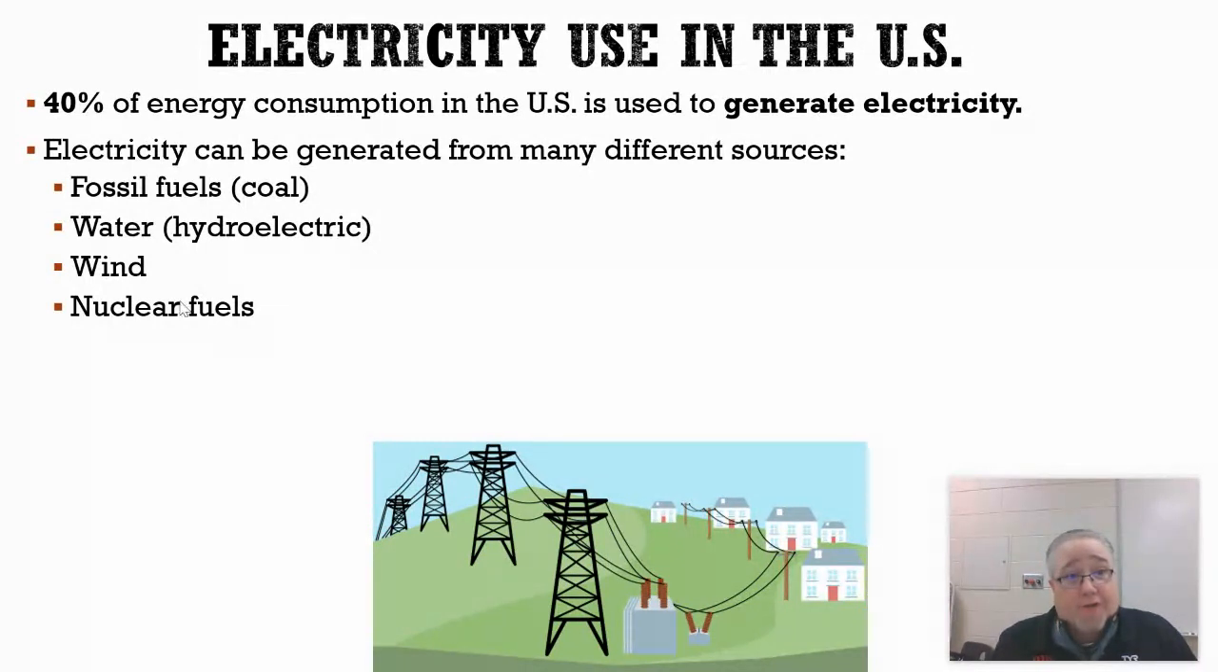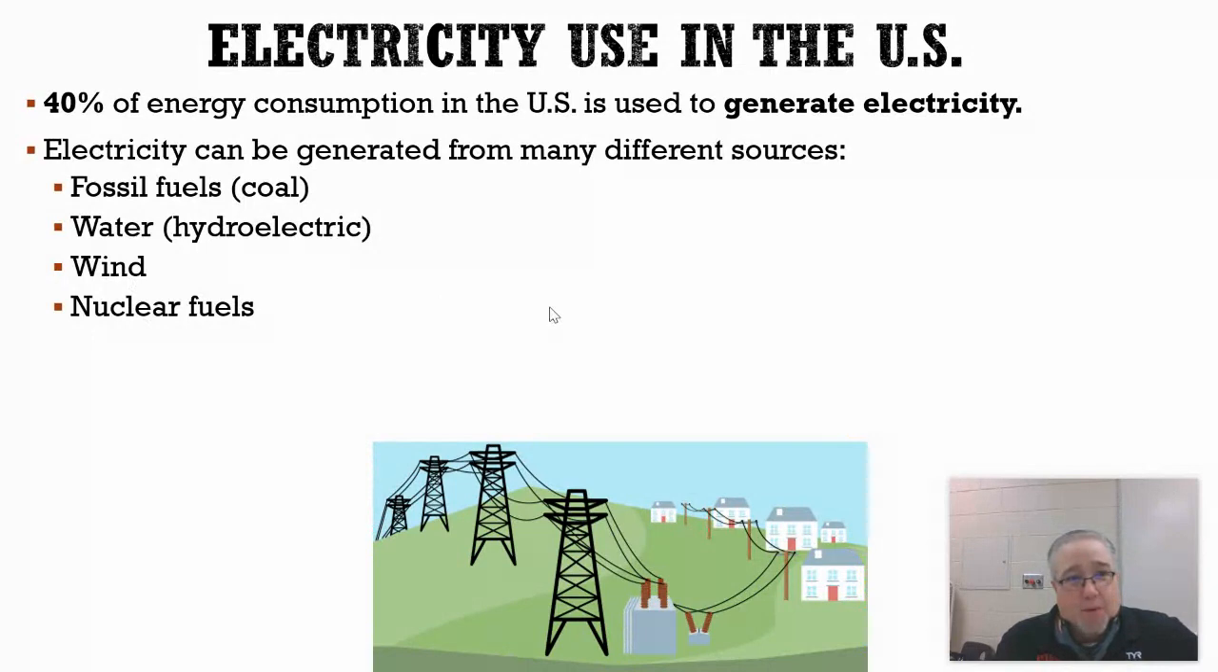Now, typically, there are four different sources from which we can get electricity. In the United States and pretty much globally, fossil fuels, specifically coal, is the biggest source that we use to get our electricity. Another way is water. It's called hydroelectric power. We'll talk about that more next week. Wind energy, we can get electricity from wind, like windmills. And finally, nuclear. We can generate it from nuclear fuels. And these last three, again, we'll talk more about next week.